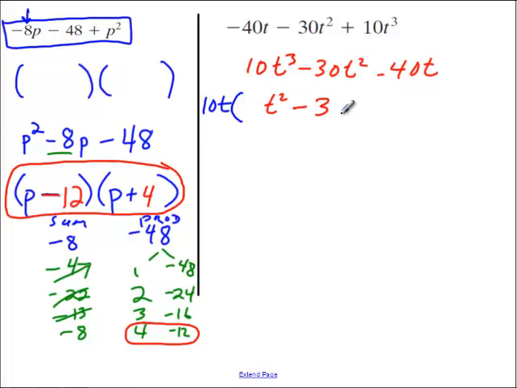T squared divided by t is t. And the same thing holds true for here. Negative 40t divided by 10t is negative 4 by itself. And the reason I do it this way is to put the factor out here. So now I can go back and say 10t times t squared is 10t cubed. Okay, good, that's right. 10t times negative 3t gives me negative 30t squared. Okay, that's right. 10t times negative 4 gives me negative 40t, and that's a correct factorization.